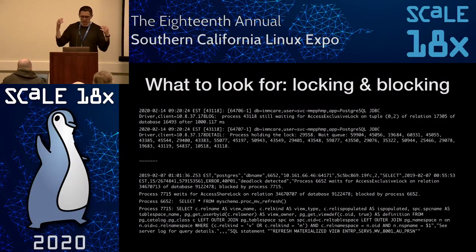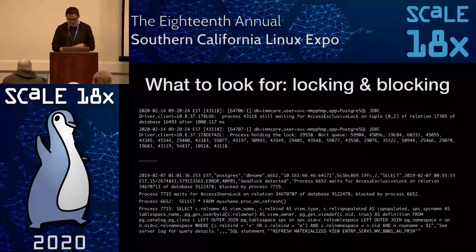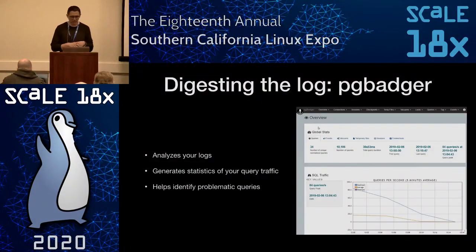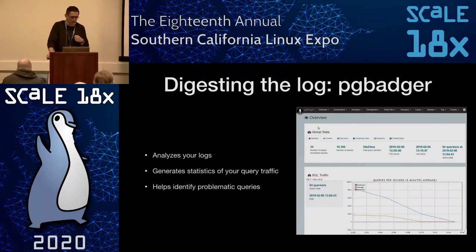So finally, with lots of logs, it could be kind of hard to go through. So my recommendation is to use pgbadger. This nice Perl script will digest all your logs for you, put it into an HTML file, and you can actually get stuff like graphs, statistics. This particular query ran the slowest out of all your other queries, right? And this helps you. It helps with capacity management as well.